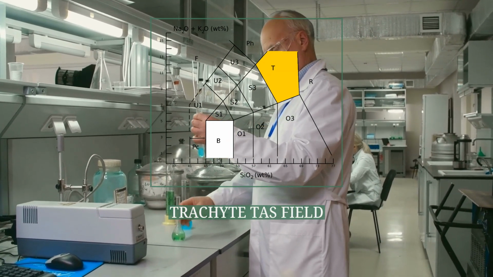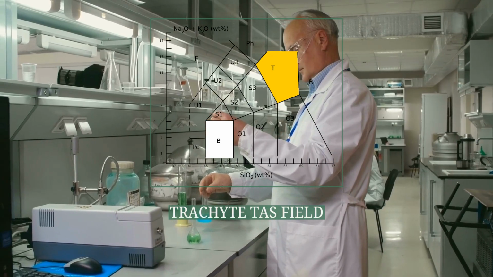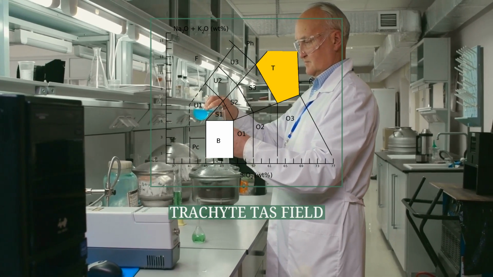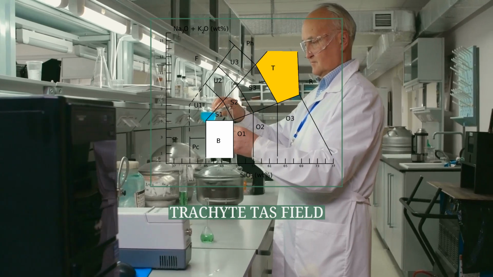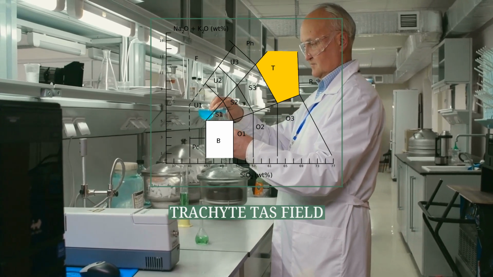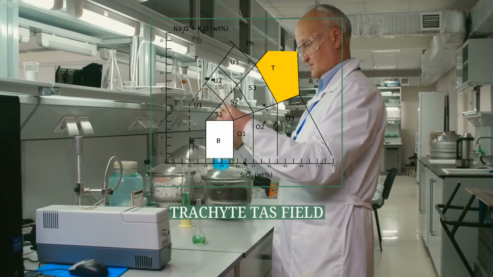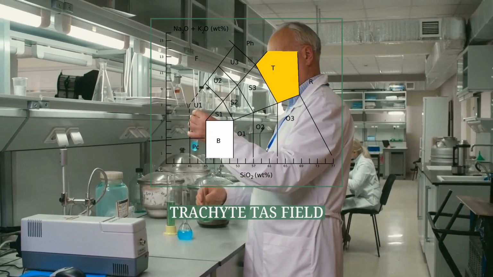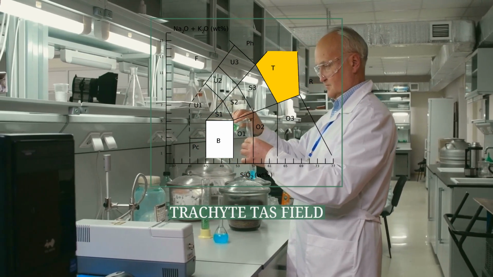Trachydacite occupies the same field in the TAS diagram as trachyte, but is distinguished from trachyte by a normative quartz content over 20%. Trachydacite is not a recognized rock type in the QAPF classification, where rocks rich in alkali feldspar and with quartz over 20% would be classified as rhyolites.